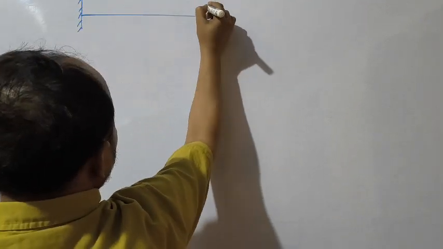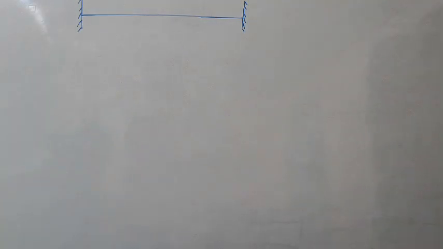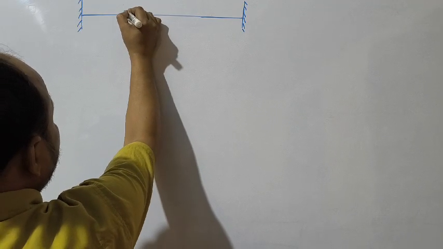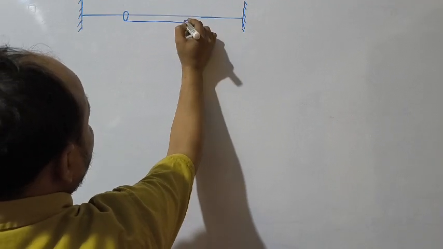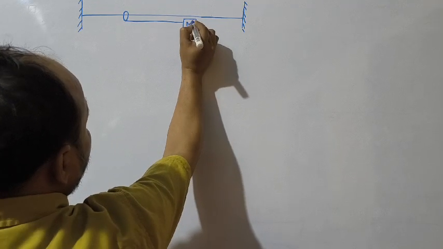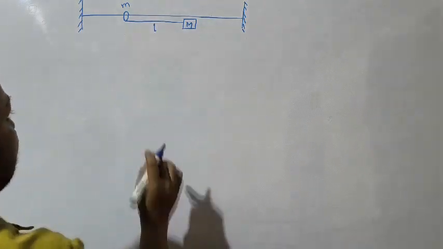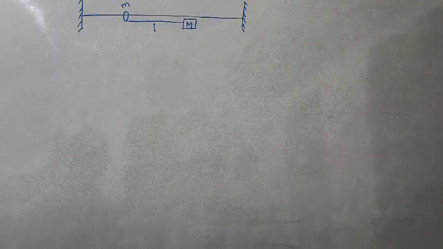Let's say there is a rod and there is a ring, a bead, okay. There is a bead which is connected with a block. The mass of block is capital M and the mass of bead is small m, and the length of string is L, okay. This is the situation given.